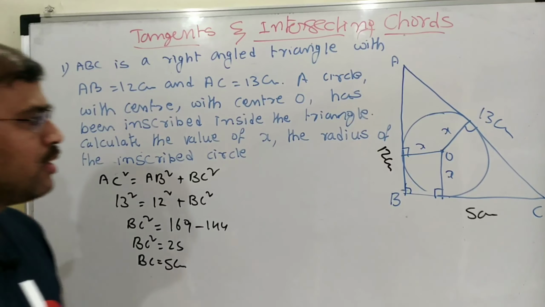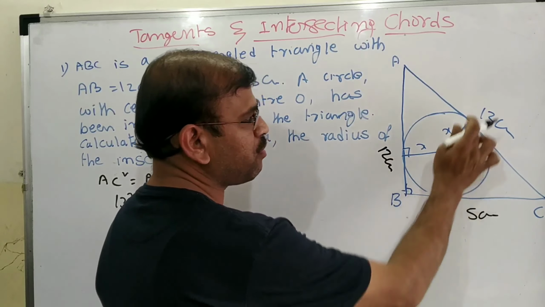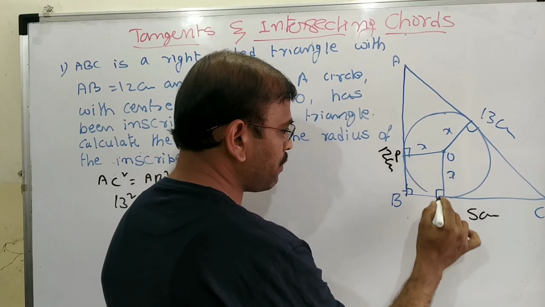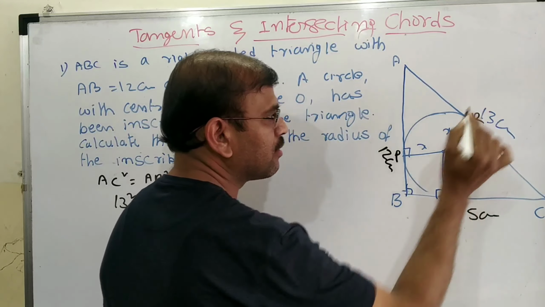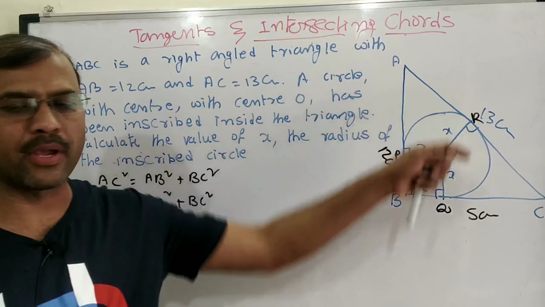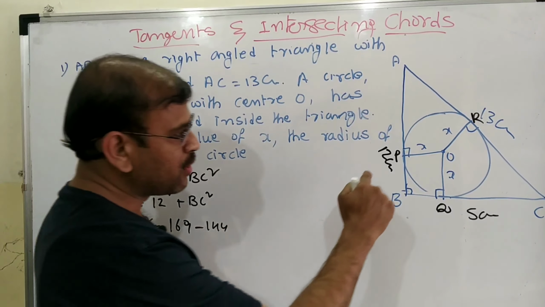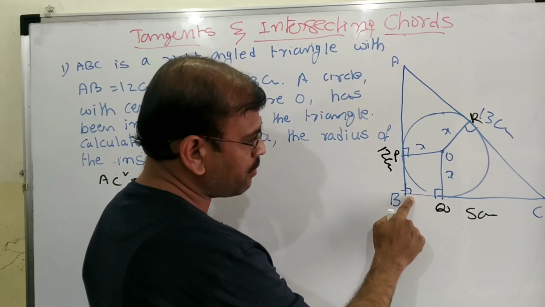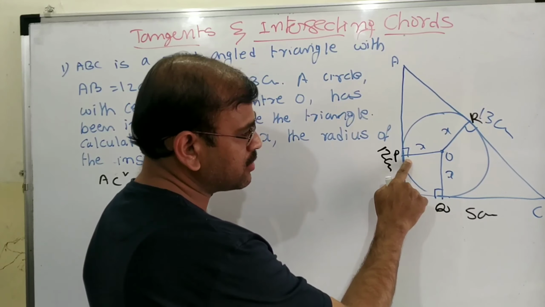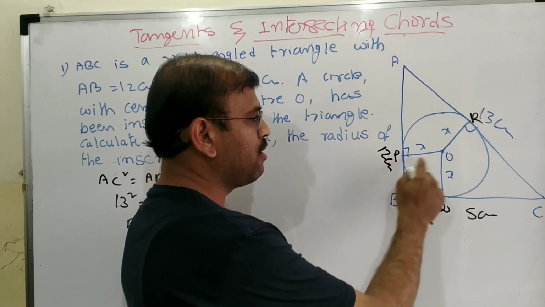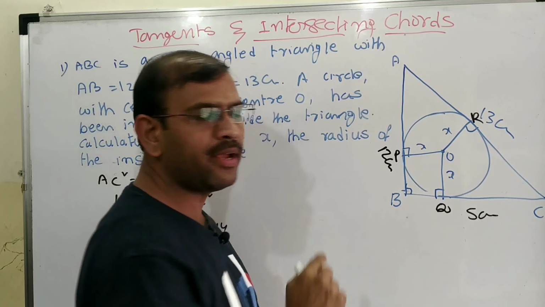Now I will give names to these points where the perpendicular is drawn: P, Q, R. Now look at the question. If you look at the diagram carefully, here it is forming 90 degrees, here also 90 degrees, here also 90 degrees. So three places we can see it is forming 90 degrees. So from this diagram, what you need to understand is POQB is a square.